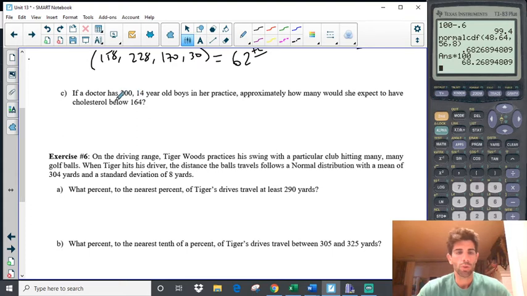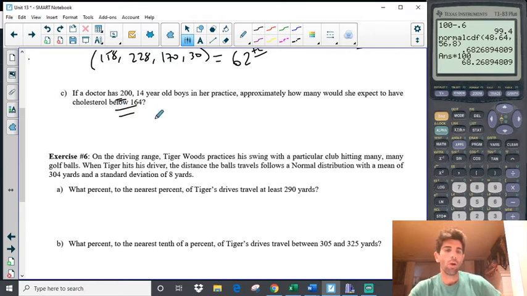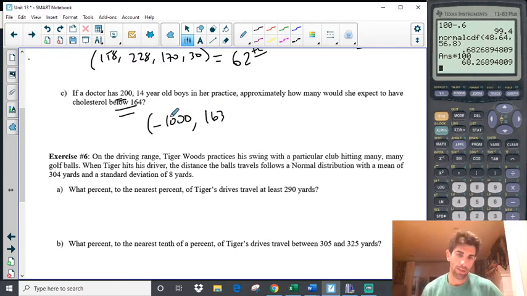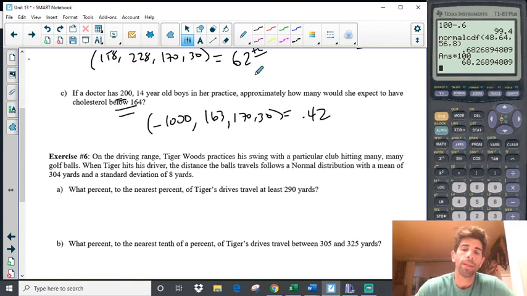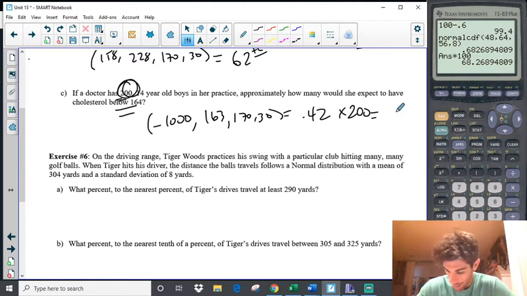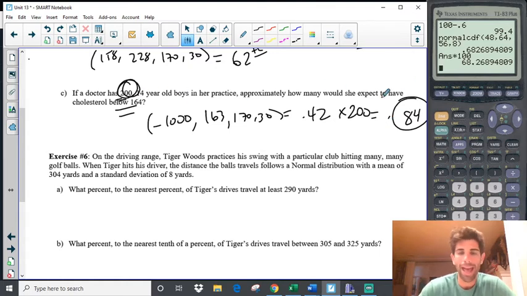If a doctor has 200 14-year-old boys in her practice, approximately how many would she expect to have below 164? If you're below 164, you're going lower than that. So the lowest number is infinity, the highest would be 163. Then your mean was 170, your standard deviation is 30. You put that in your calculator and you get 0.42, and so on. Now this is your percentile. This is how many you have. Multiply that and it'll tell you approximately how many of them, it's 84, would have cholesterol below 164.